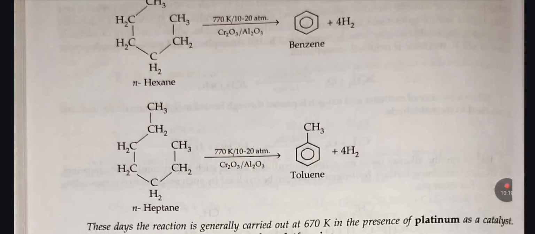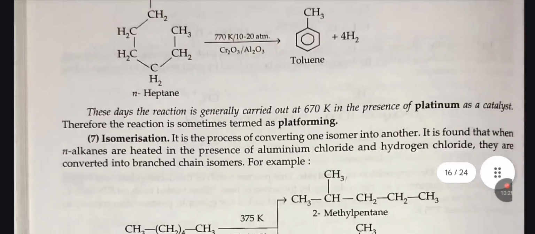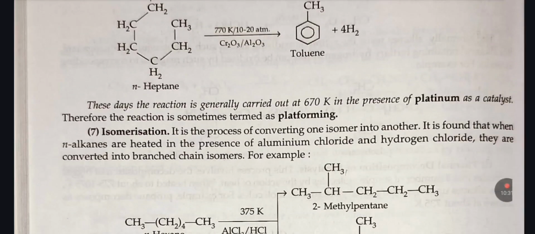n-hexane in the presence of 770 Kelvin, 10 to 20 atm pressure, Cr2O3 or Al2O3 will give benzene plus 4H2. n-heptane in the presence of 770 Kelvin, 10 to 20 atm pressure, Cr2O3 or Al2O3 will give toluene plus 4H2. These days, the reaction is generally carried out at 670 Kelvin in the presence of palladium as a catalyst. Therefore, the reaction is sometimes termed as platforming.